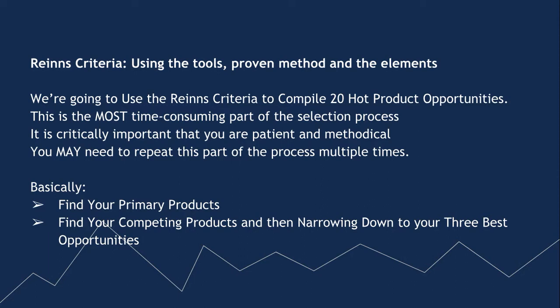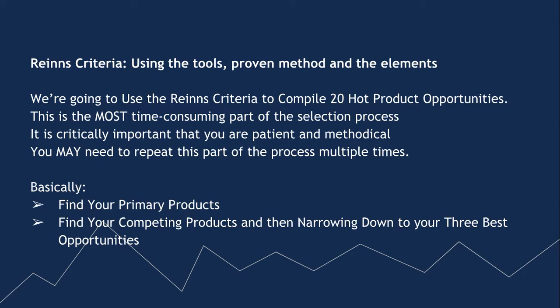All right, my advice would be to go up to 20, up to 30 and above. But since we are starting, it's our first time. And remember, like I told you, you guys have joined my academy, so you're lucky because I'm going to help you select your final products. Okay, so this is the most time consuming part of the selection process. It is critically important that you are patient and methodical. All right, you may need to repeat this part of the process multiple times.